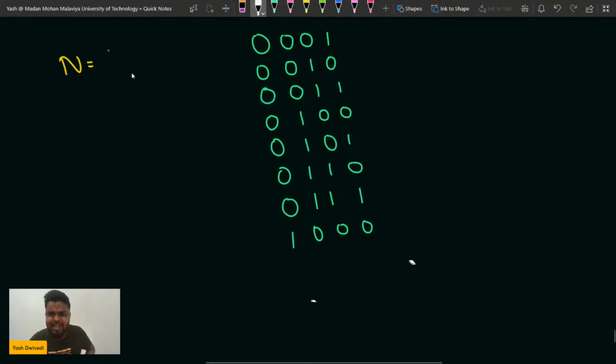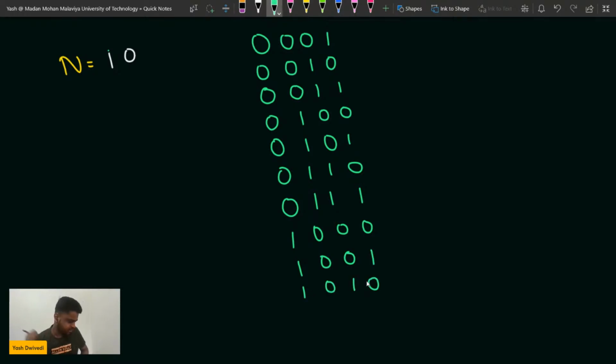But I need to check for 10 also. Let's see whether for 10 also the same thing applies or not. So if you see here, first of all I'll write 9 and then I will write 10 here. All right, this is what I will write.